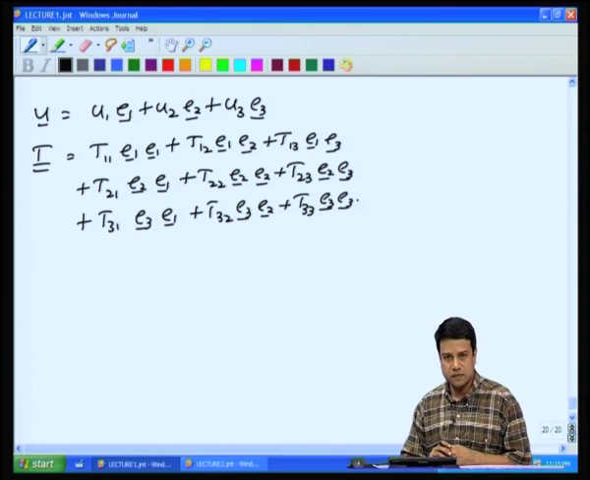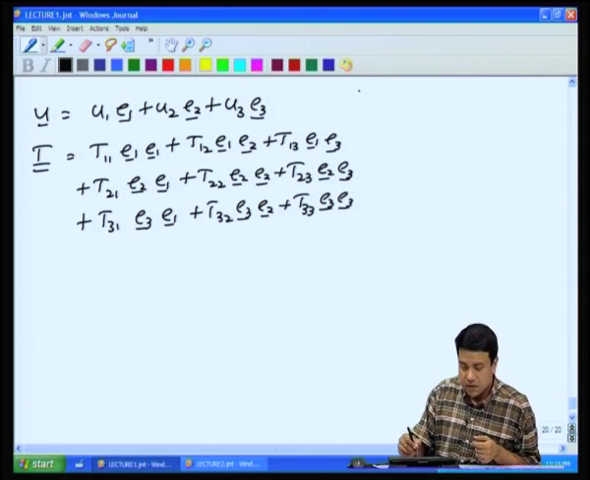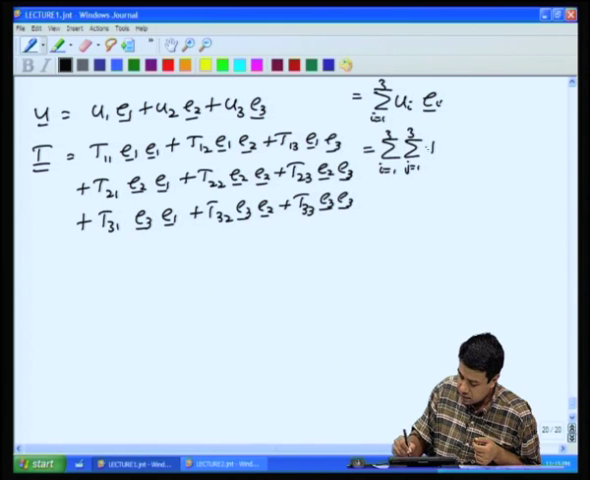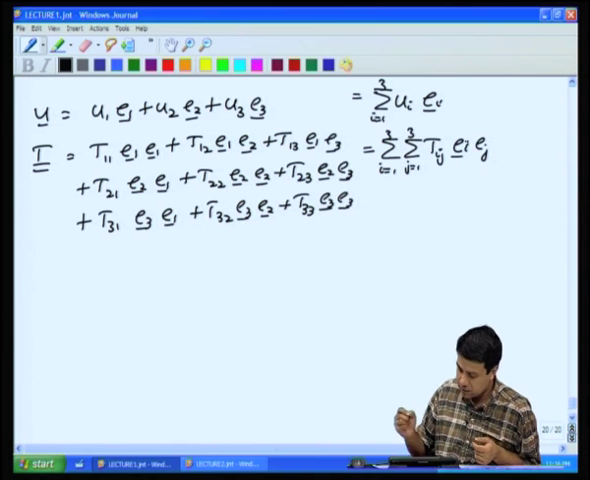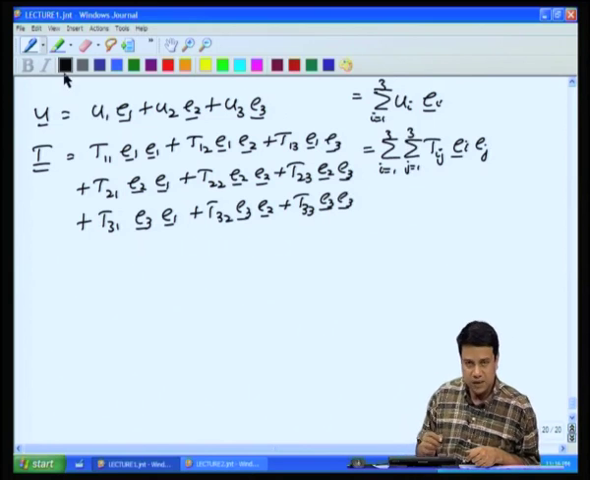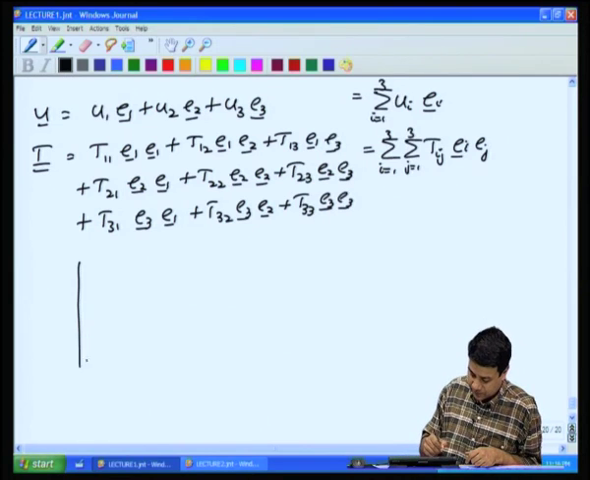Okay, so it has a total of 9 components. Just as I had written this as summation i equals 1 to 3 of u_i e_i, I can write this as summation i equals 1 to 3, summation j equals 1 to 3 of T_ij e_i e_j. So, what do each of these mean when I have my differential volume?